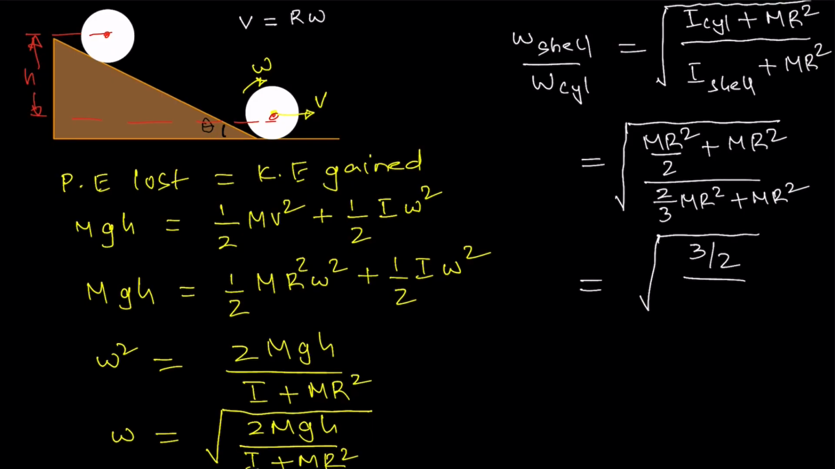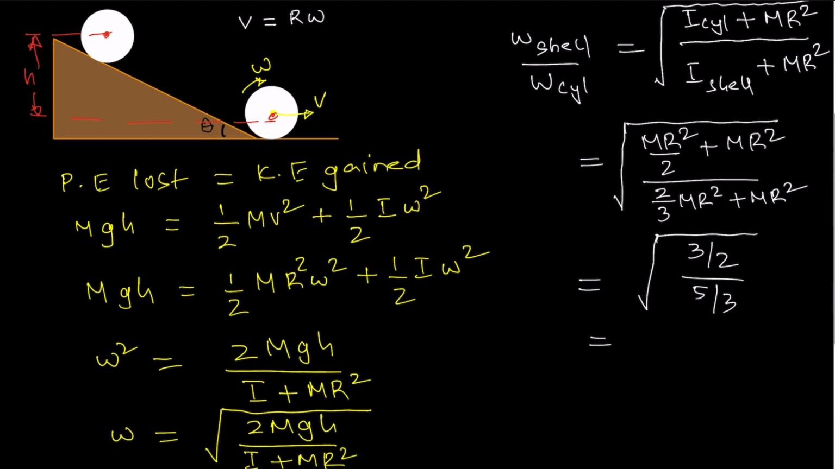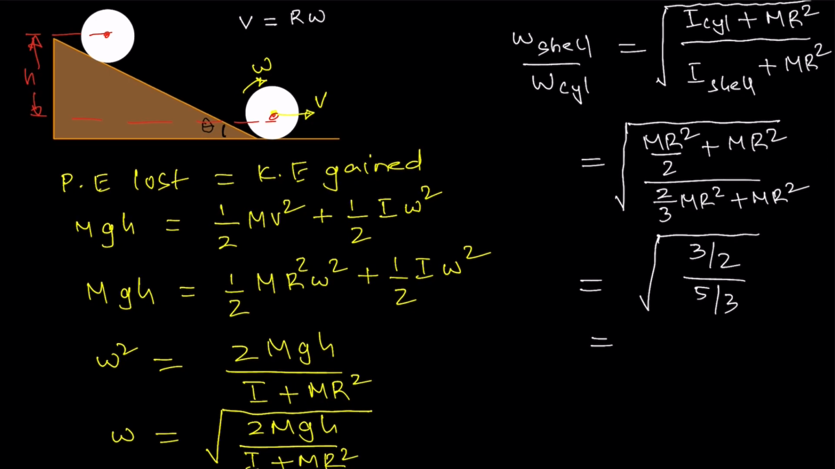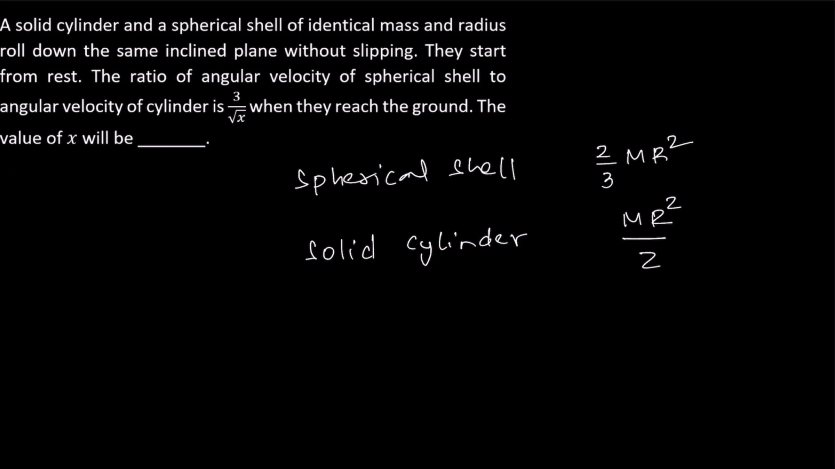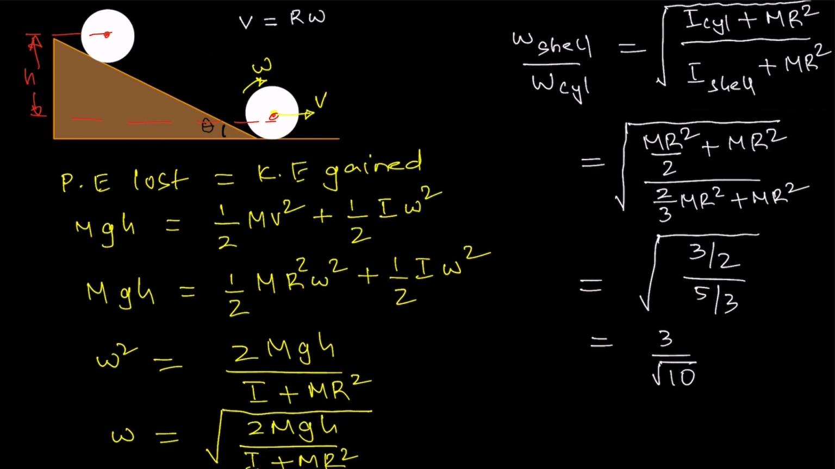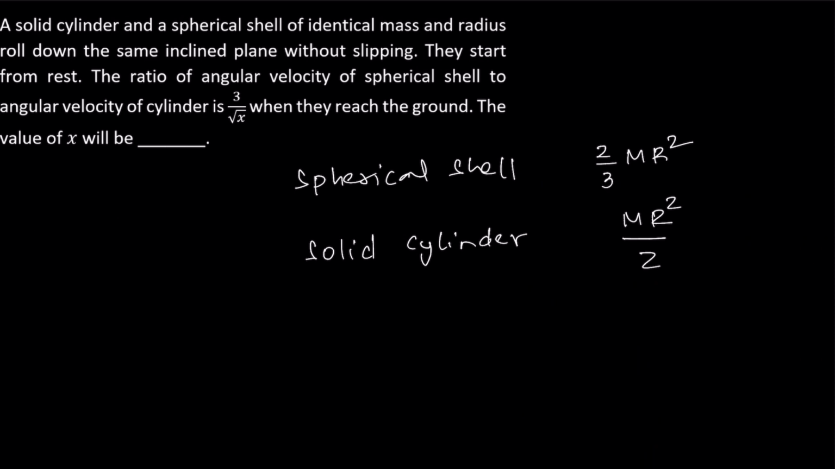And here 2 by 3 plus 1 is 5 by 3. So this gives us 9 by 10. The square root of 9 is 3, so we get 3 by square root of 10. If you look at the question, the ratio is written as 3 by square root of x, and we are asked to find x. Clearly x is root 10. Sorry, x is 10, not root 10. x is under the square root, so x is 10.